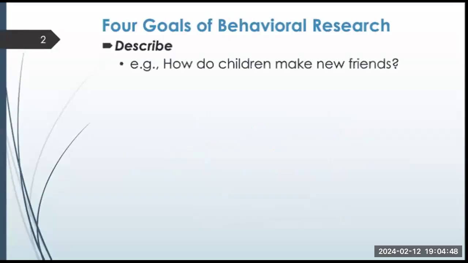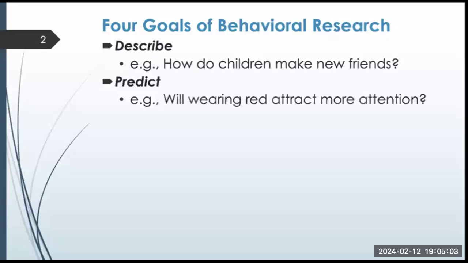All right, so just to recap, remember we have goals in behavioral research. There's describe, for example, how do children make new friends? So when the goal is description, it's simply to understand the phenomenon deeper, maybe identify the variables that are there. That's it, just learn more about the condition. There is predict, for example, will wearing red attract more attention? So you can't really have a goal of prediction unless you already have the variables in place.